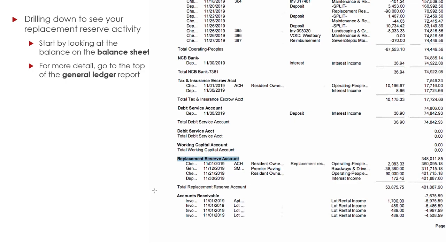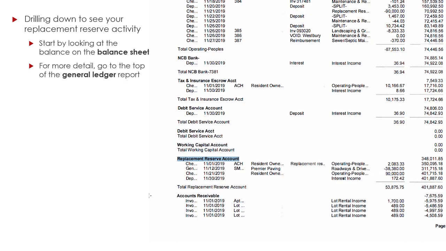You can see that the account, since it holds a lot of money, added $172 of interest this month. Nice. There was one expenditure of $38,380 out of this account, and we can see from the somewhat cut off description that it appears to be a paving project. And you can see 2 deposits made, one for $2,083 and one big one for $90,000.